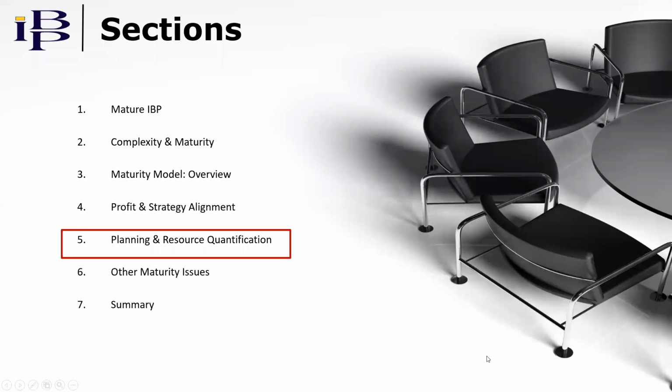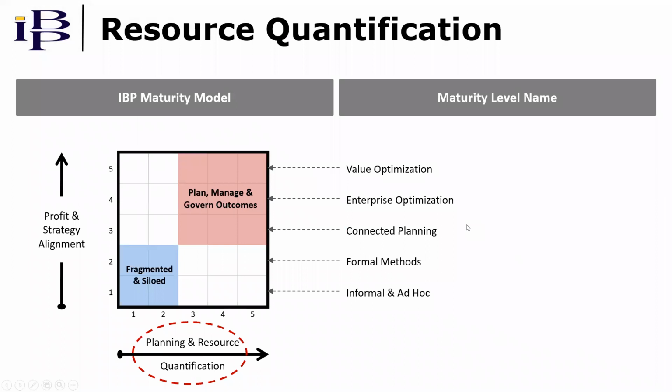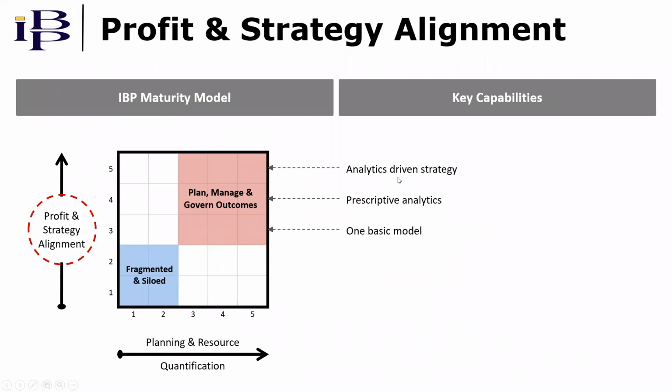So the next thing that we're going to talk about is planning and resource quantification. So here's, again, our maturity model, and here's the definition. The idea of this part of the maturity model is that these are the maturity names: informal and ad hoc, formal methods, connected planning, enterprise optimization, and value optimization. And these are some of the key things I'm going to be talking about. The one basic model, prescriptive analytics, and analytics-driven strategy are some of the things that we'll be talking about. And by the way, this should be planning and resource quantification here, a little goof there.